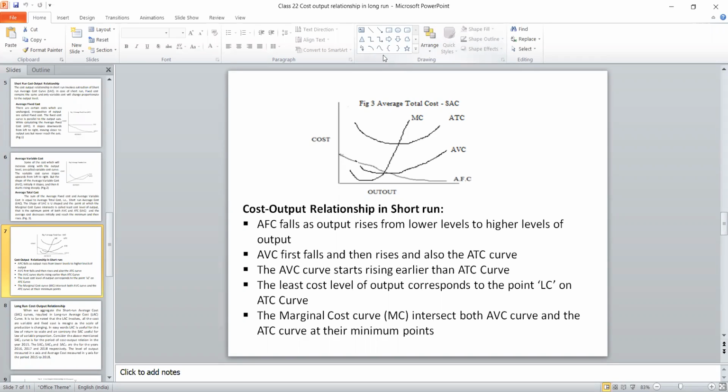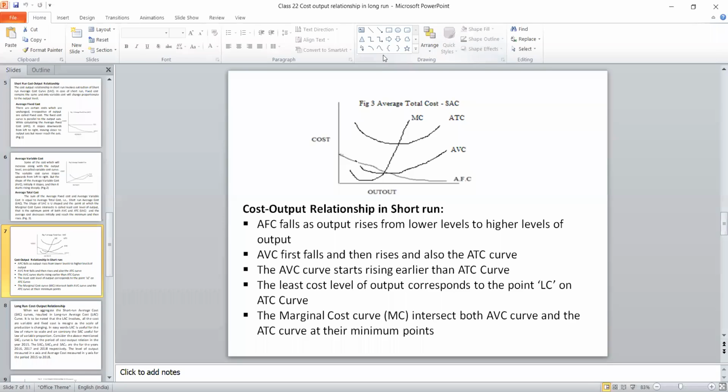What happened to AFC? What happened to AVC? What happened to ATC? How is that particular point identified, and what happened to MC? So all 5 curves you have to make into one sentence. But we will see them one by one. First, we are talking about AFC. AFC falls as output rises from a lower level to a higher level. When output keeps on increasing, the AFC starts falling. That is the first implication.